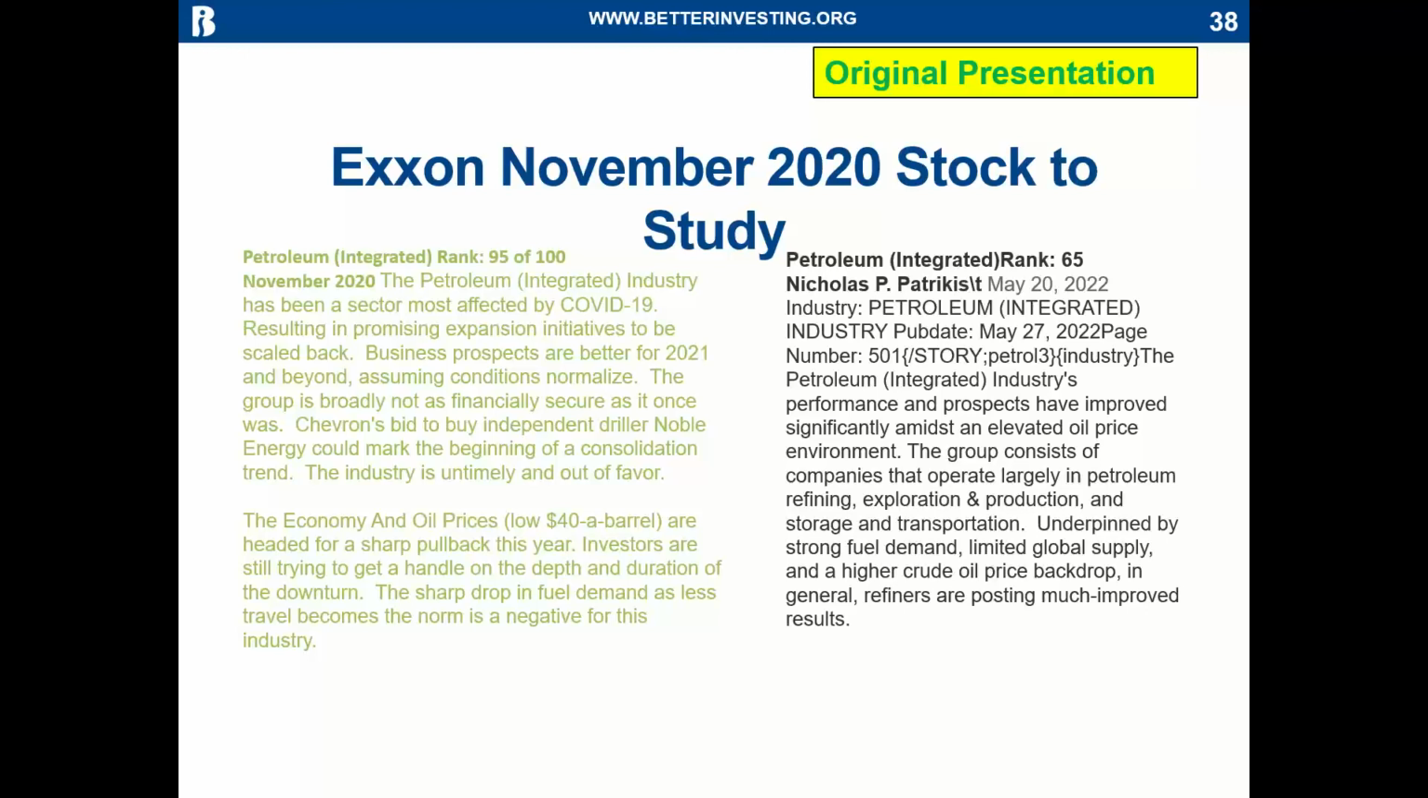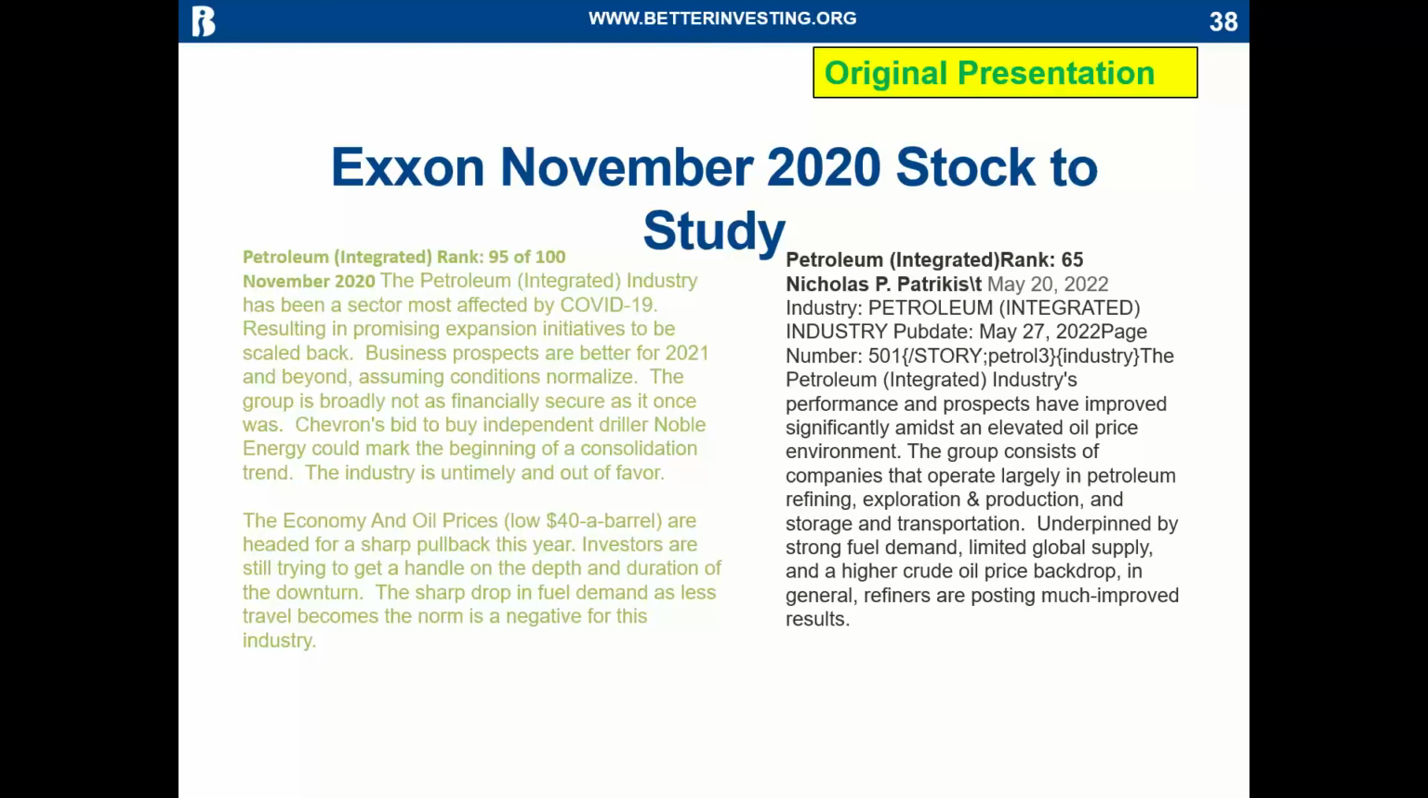Again, back in 2020, we know what happened then. Very few people on the road. There wasn't a demand for the oil because people weren't driving. And so they sank to probably the lowest that they had been in a long time.